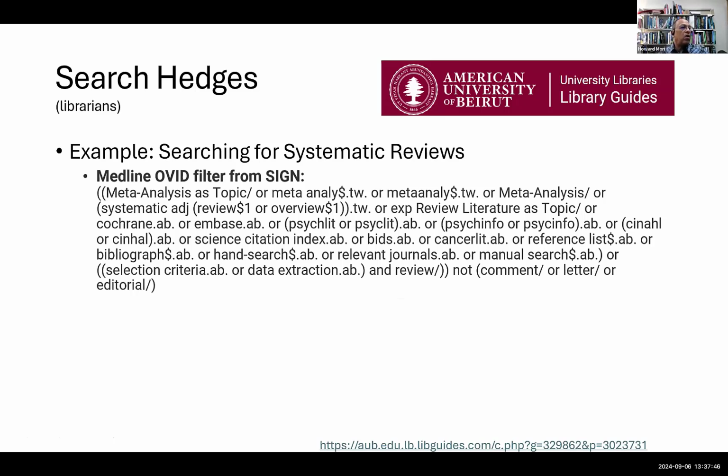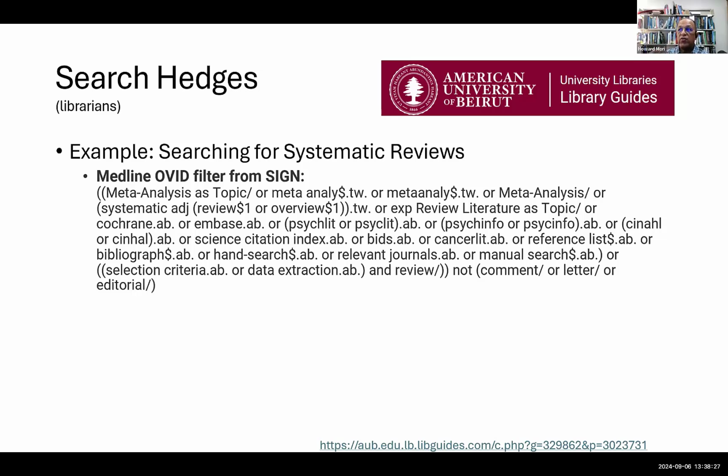So here's an example of one. I went to the American University of Beirut, the university library. They have LibGuides, and under one of the subtopics in the LibGuides, they actually show you what a search hedge will look like. This is actually one of those hedges. This one is for Medline through the Ovid filter. So if you're looking for systematic reviews, this is what you're going to put together, or you're going to copy and paste this and put it into the interface to search for systematic reviews.